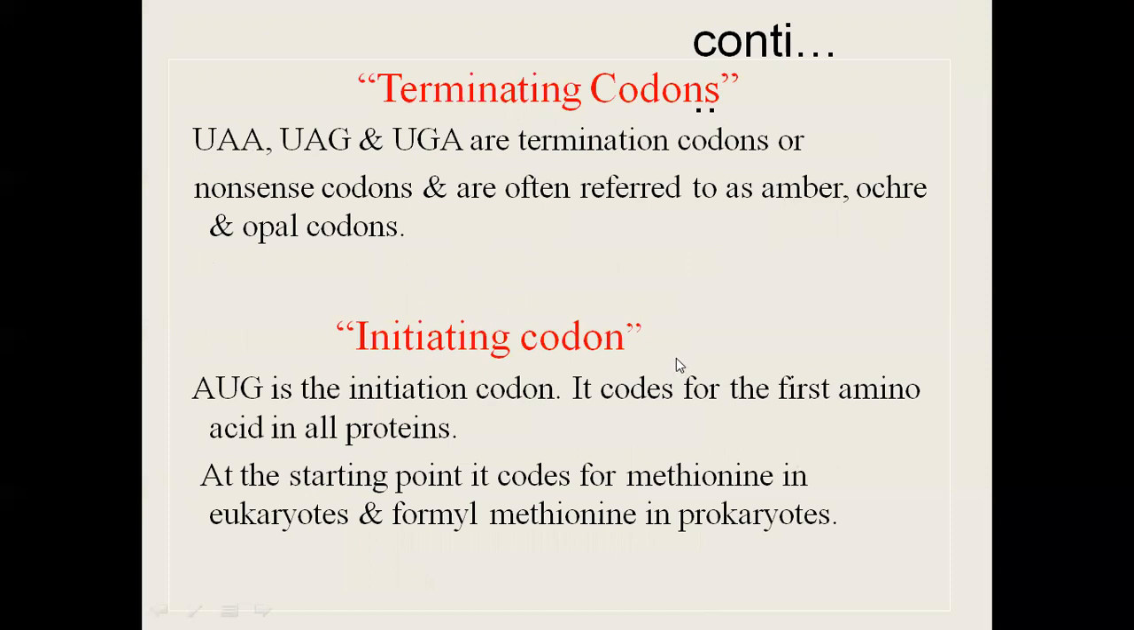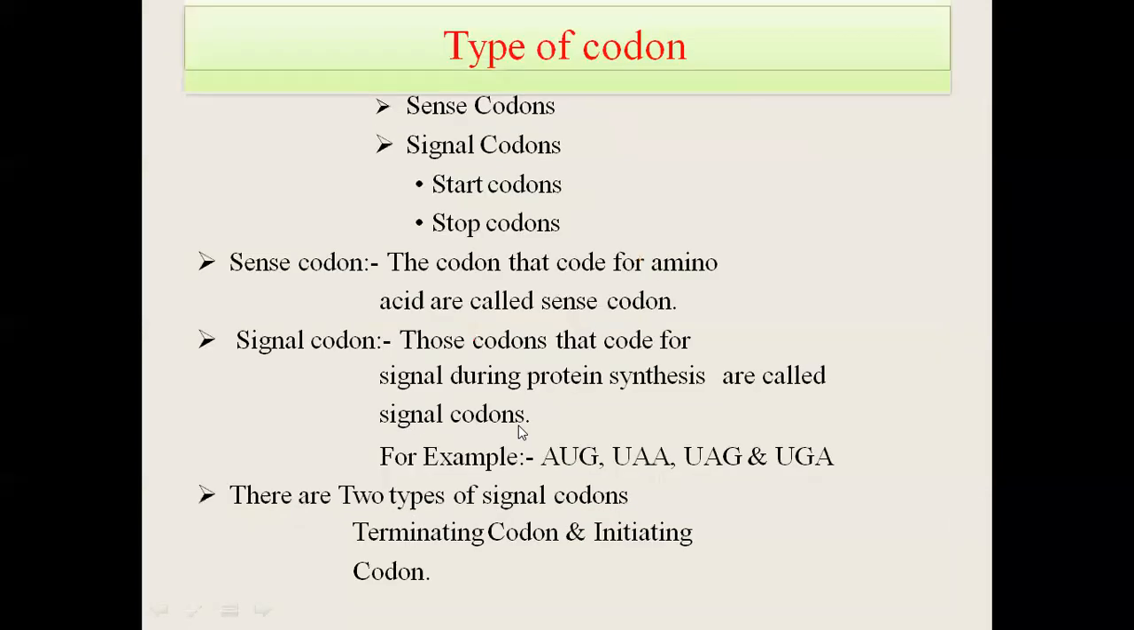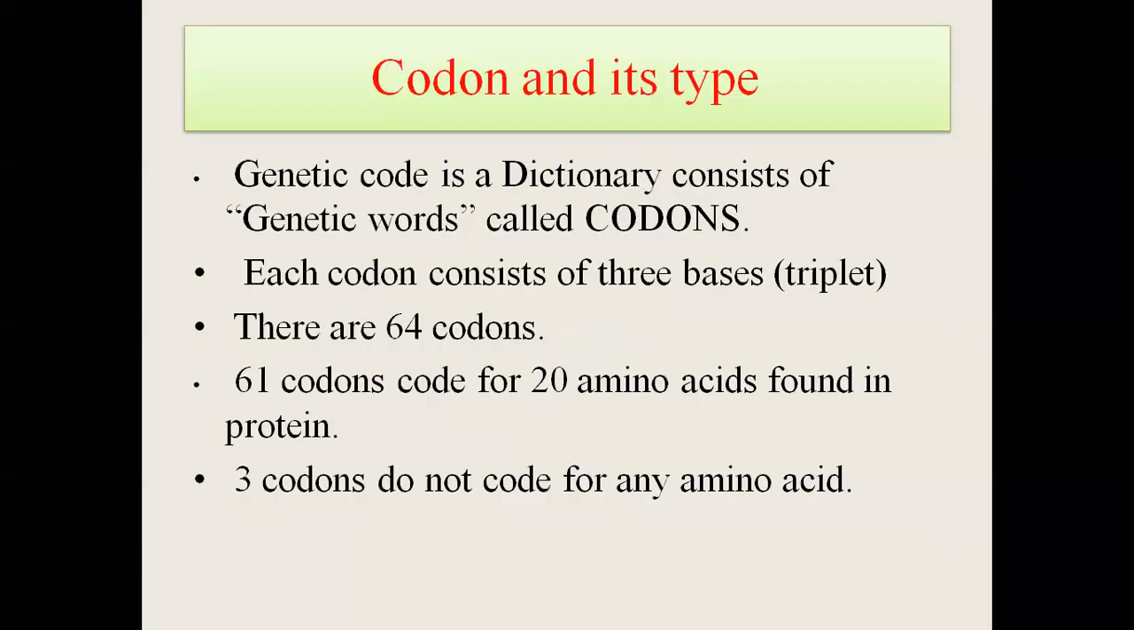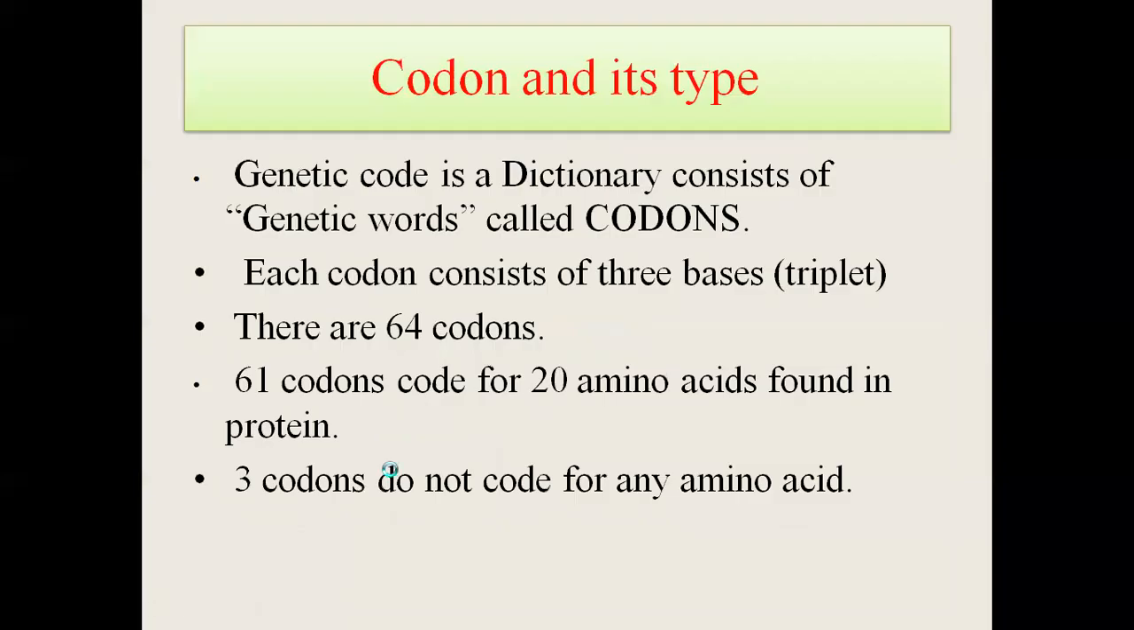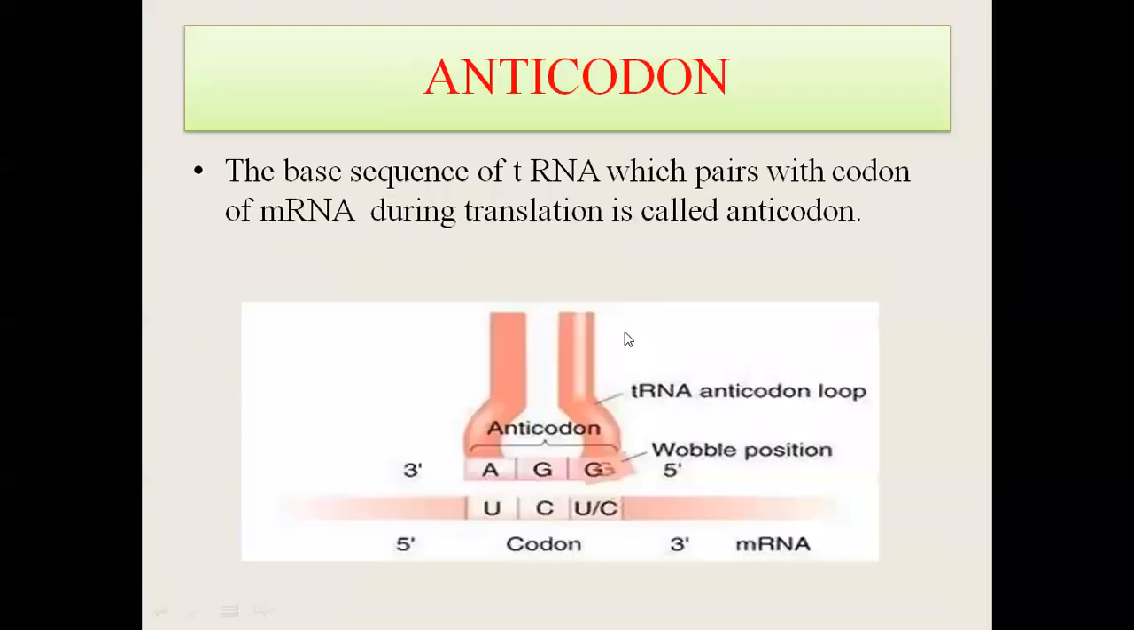What is the initiation codon? AUG is the initiation codon. It codes the first amino acid in all proteins. So the initiation codon, you can see AUG, in the table here. Wherever the AUG sequence is found, that means initiation of protein synthesis will start from there. And AUG is responsible for the amino acid methionine, MET. Okay. So this is the initiation codon.